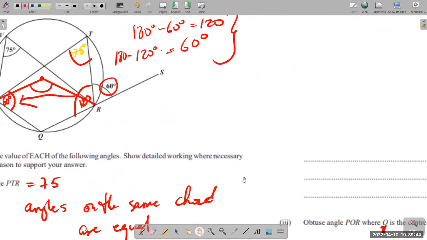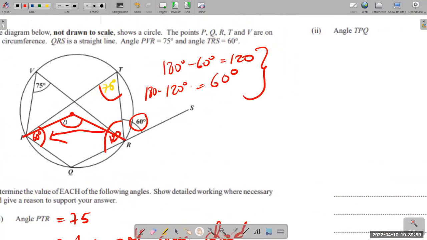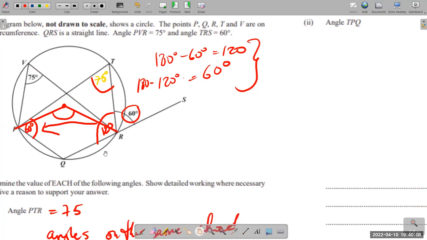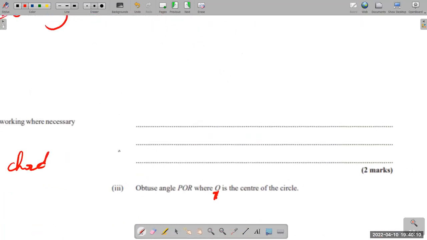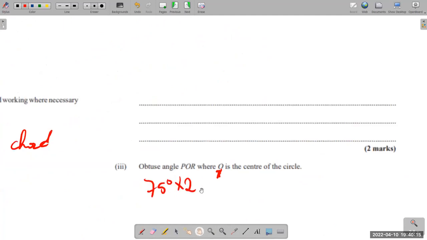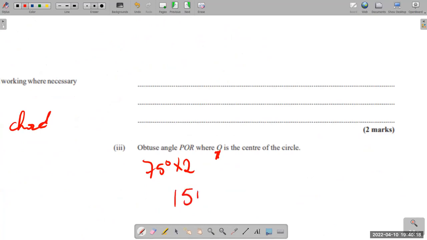210? How did you get that? Isn't it 150? Angle at the center is twice the angle at the circumference. So if this is 75, the angle up here, remember it's at the same point, here would be 75 times 2, which is 150. Everybody got it?